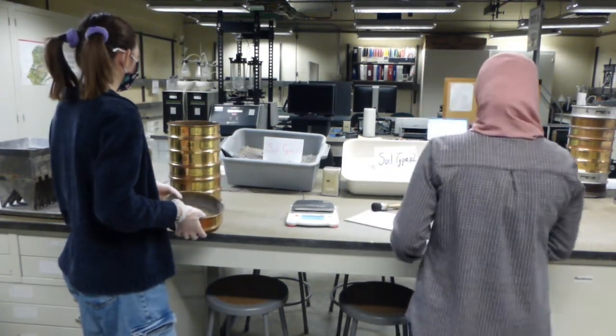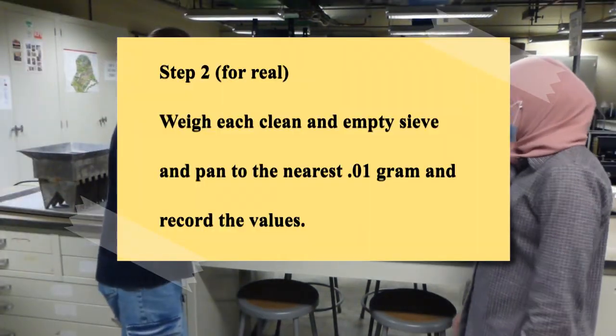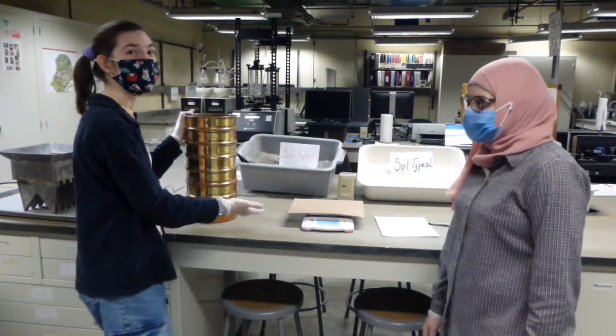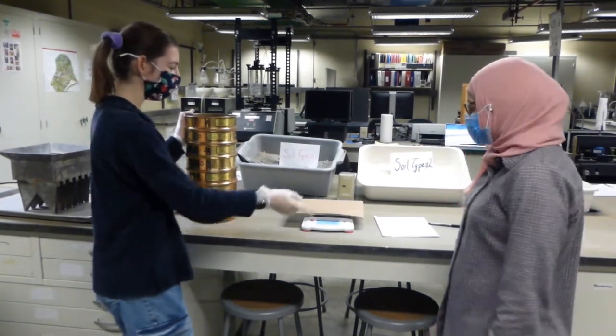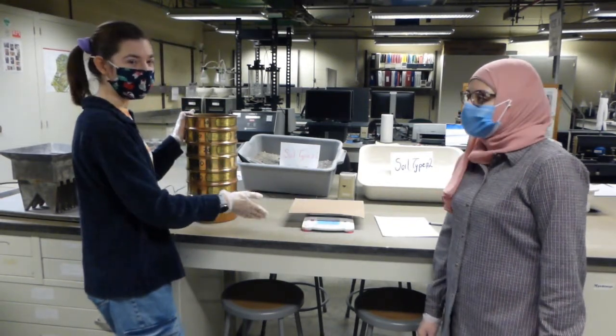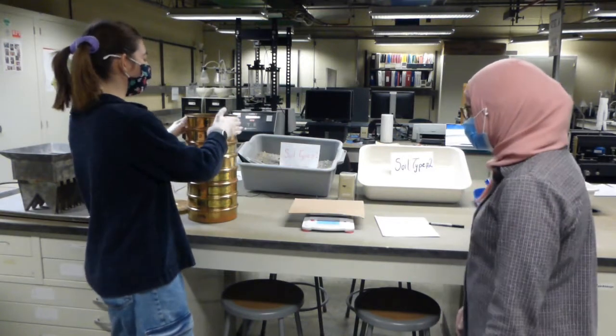And tare, yeah. So what we're actually going to do is we're going to take this piece of cardboard and we're going to put it on top of the scale. And we're just going to tare the scale with the cardboard on top so that we can put the weight of the sieve on the cardboard without measuring the weight of the cardboard as well.